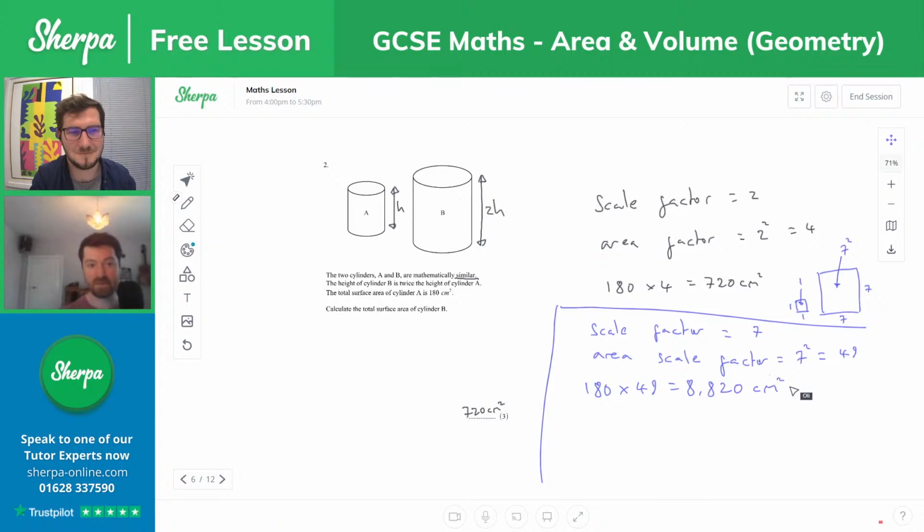So hopefully that answered the question. I can do a higher one still, but it's always going to be the same principle. So we always just square our linear scale factor.